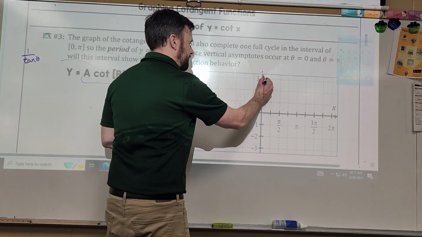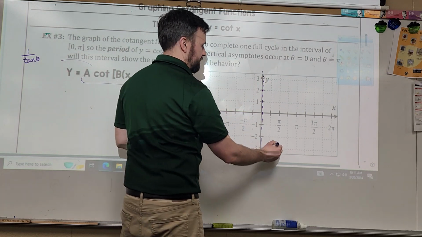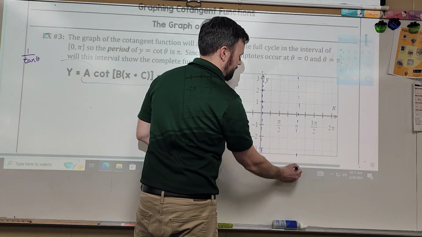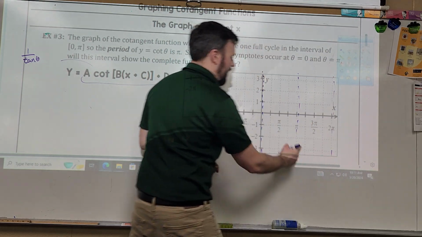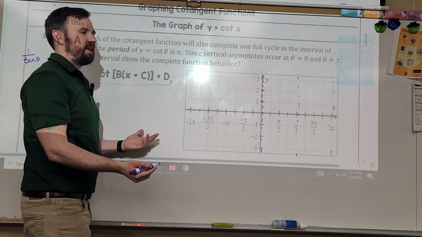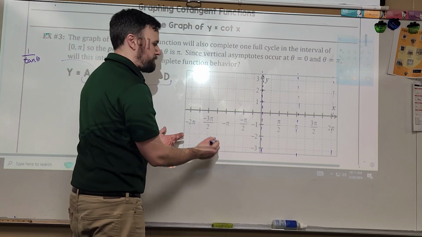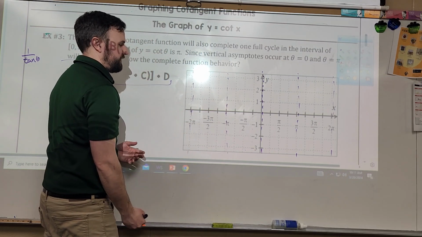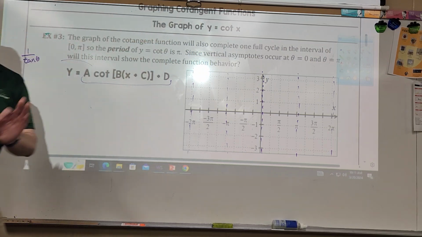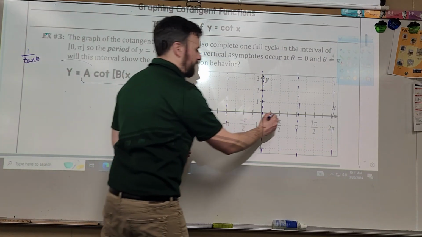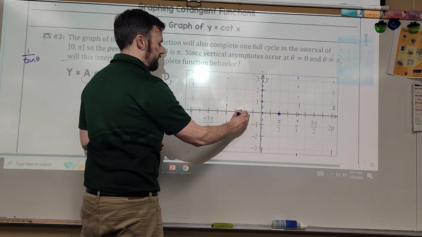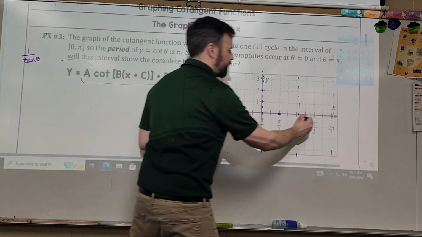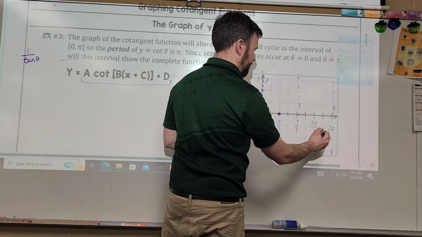So for cotangent, I have an asymptote here, right? And I'd have an asymptote here, and I'd have it every, what's my period of tan? Pi. So what's my period of cotan? Pi. So every pi I'm going to have an asymptote. But now my zeros are where my asymptotes were. So I have one at pi over 2. Split the difference, right? I did that right.